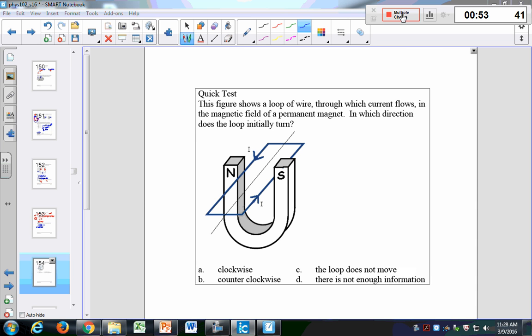So you want to figure out the force on either side of the wire, and then that should indicate to you which direction it will turn.